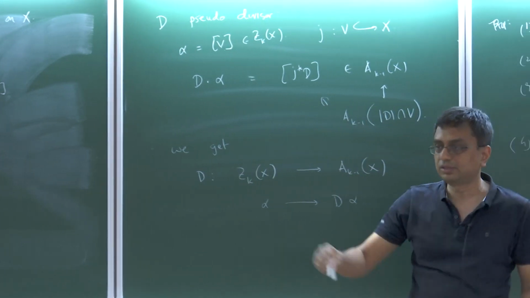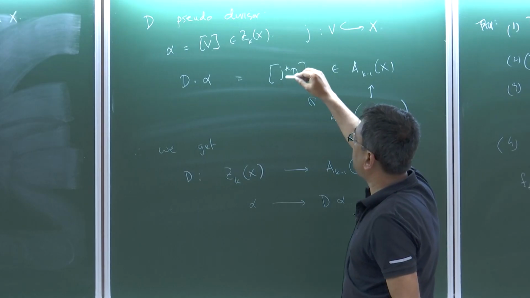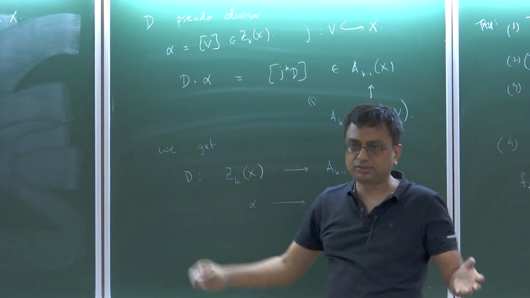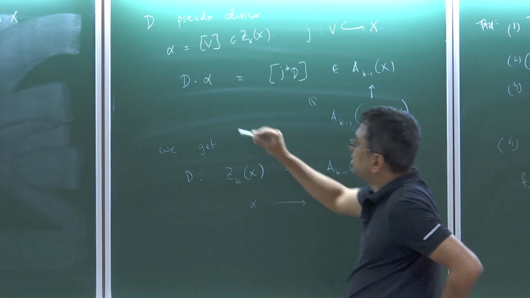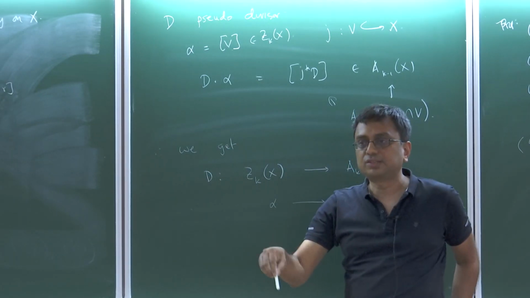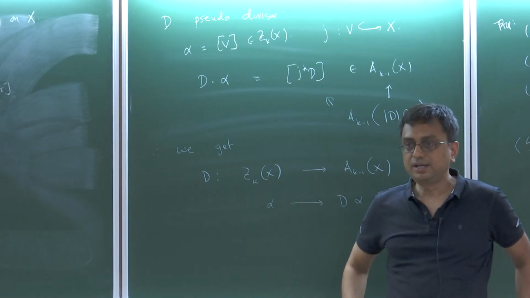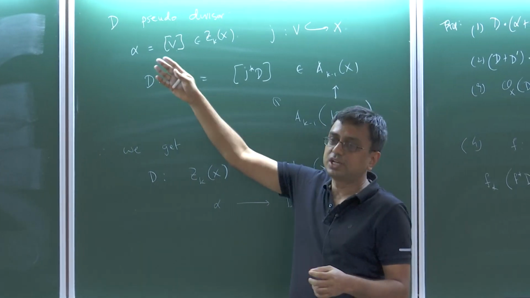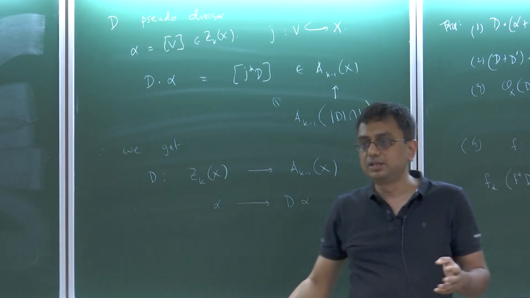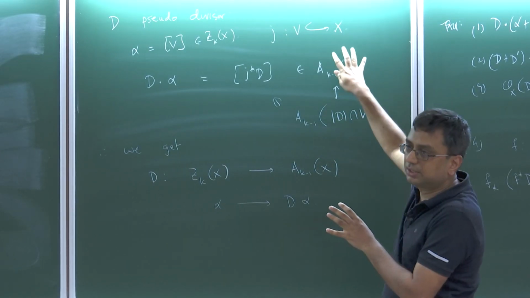Suppose it's a Cartier divisor whose support does not contain V, where for example V is the whole of X. That is the only case we want. Then in that case, D dot alpha is actually well defined as a cycle. First, of course, because we don't know for which alpha this is well defined as a cycle, we always take this as the target group.